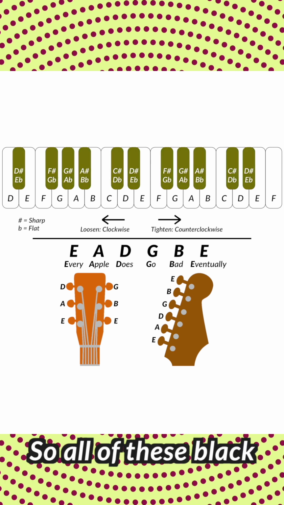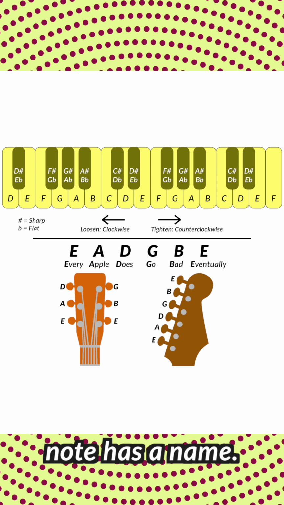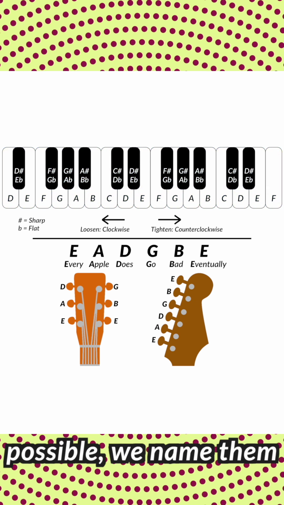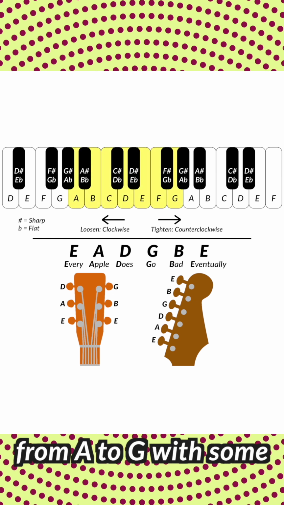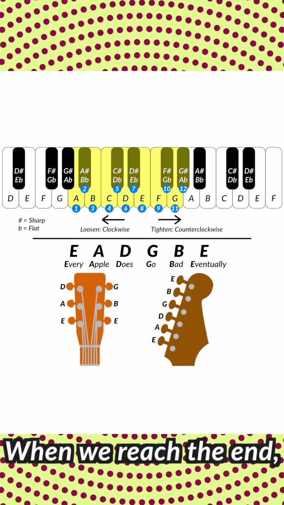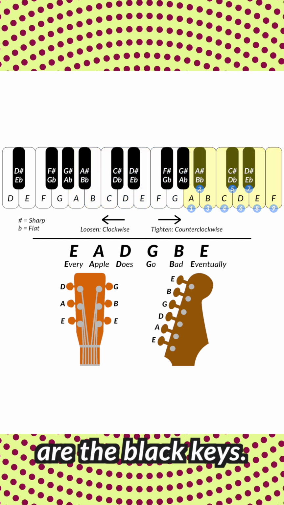So all of these black and white keys are called notes, and each note has a name. Those names form the musical alphabet. In the simplest terms possible, we name them from A to G, with some having middle names to create a 12-name pattern. When we reach the end, we repeat that pattern. The middle names are the black keys.